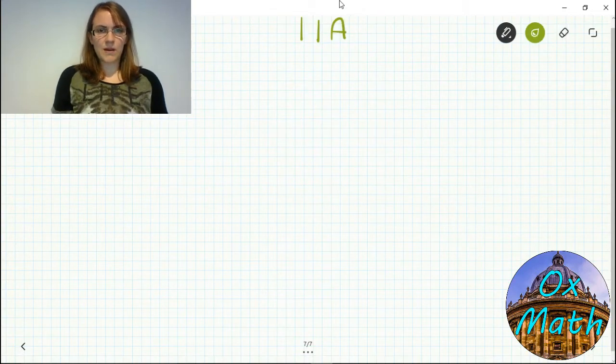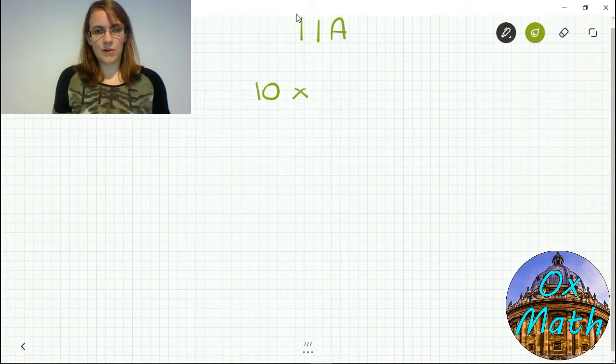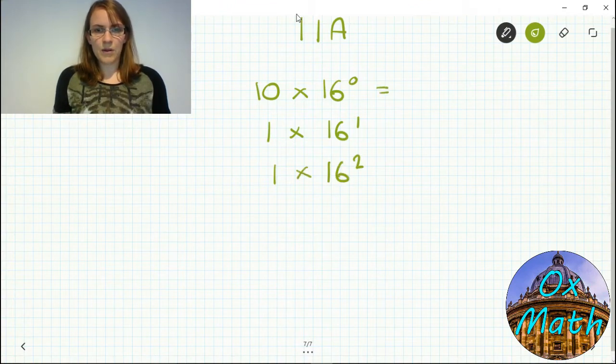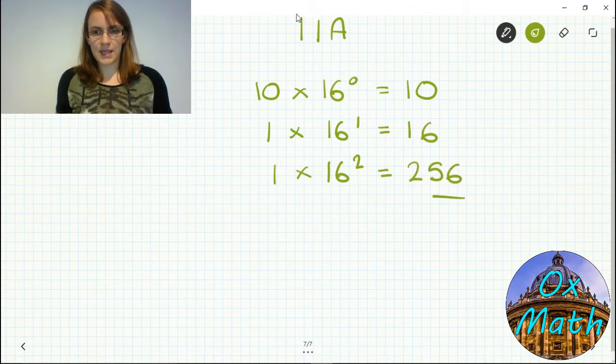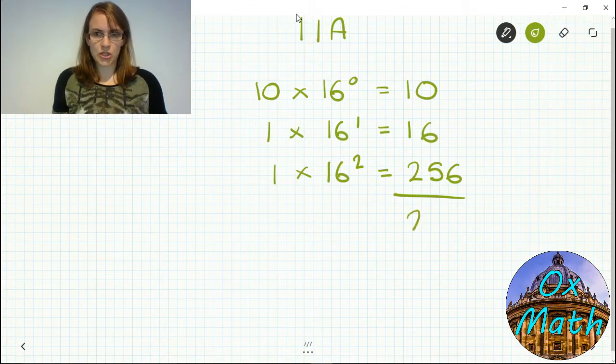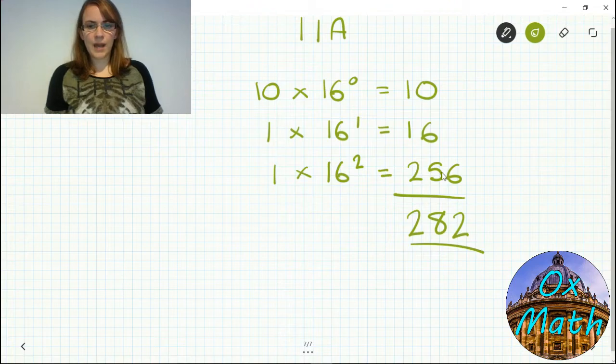So let's work through the answer. 11A, starting from the right hand side. A, remember, we use for 10. So we've got 10 lots of 16 to the power 0, 1 lot of 16 to the power 1 and 1 lot of 16 to the power 2, which is 10, 16 more, and then 256. Add them up and you should get 282.